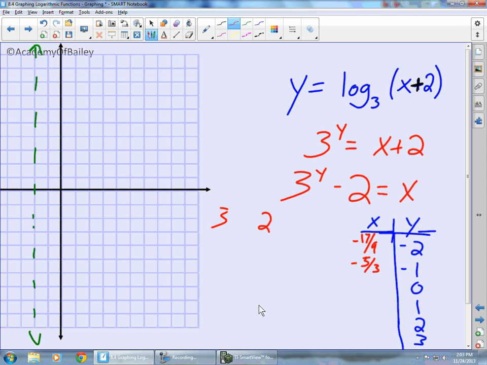Okay, 3 to the 0 power minus 2, 3 to the 0 is 1. 1 minus 2 is now -1. 3 to the 1st power, which is 3, minus 2, which is 1. 3 squared, which is 9, minus 2, that's 7. And 3 cubed, which is 27, minus 2, 25.